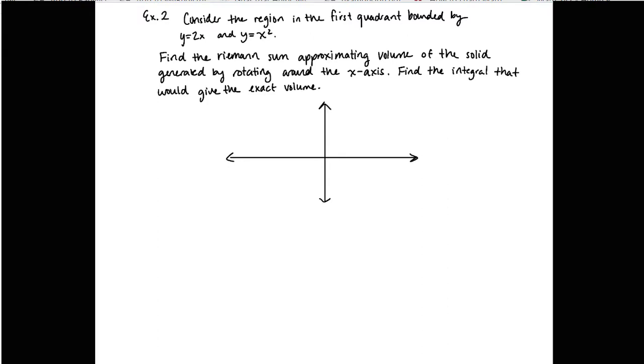So in our first quadrant, we have a line, 2x, and we have a parabola, x squared. And I just so happen to know where these would intersect. They would intersect at x equals 2. So I know that my region is going to go from 0 to 2. And remember, we are rotating around the x-axis. So draw that in. And then I recommend drawing in your rectangle.